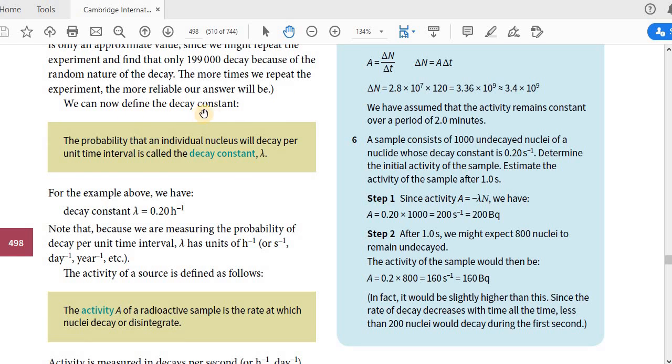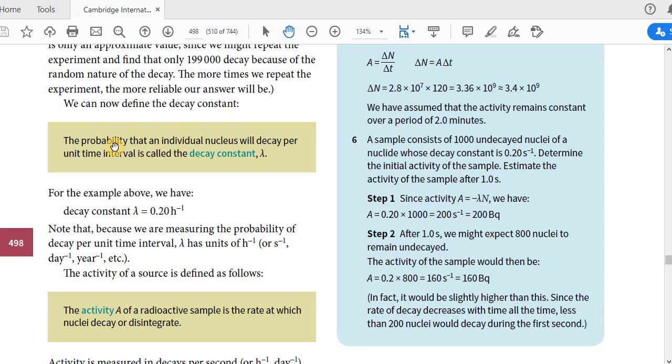We can now define the decay constant. The probability that an individual nucleus will decay per unit time interval is called the decay constant, lambda. So for the example above, the decay constant is 0.2 per hour. Now why 0.2? Because out of a million, 200,000 decay. So in 1 hour it will be 200,000 divided by 1 million, which is 0.2. So we have what we now call the decay constant.